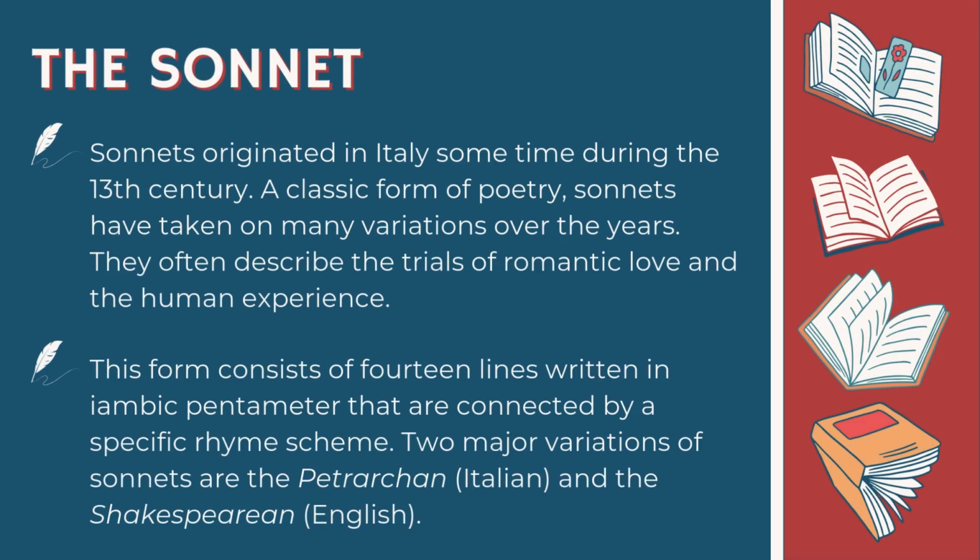Sonnets are a captivating poetic form that originated in Italy in the 13th century, known for expressing romantic love and human experiences. They consist of 14 lines in iambic pentameter, creating a rhythmic flow. Sonnets follow specific rhyme schemes, with major types being Petrarchan, Italian, and Shakespearean, English, each offering unique musicality. Understanding these structures enhances appreciation for sonnet artistry. The discussion will continue with the next poetic form, the cinquain.